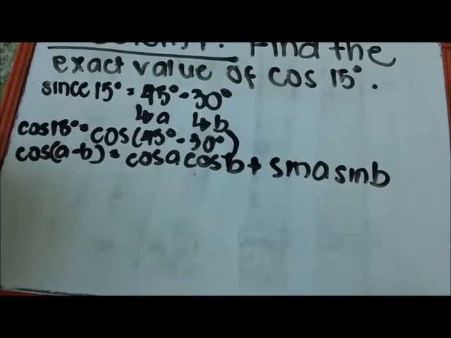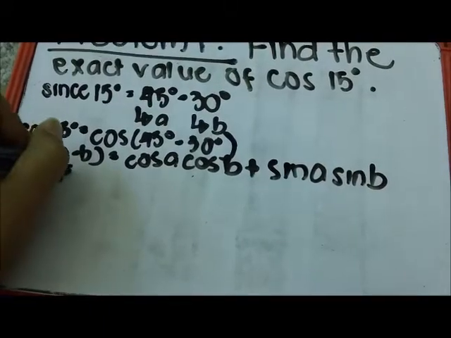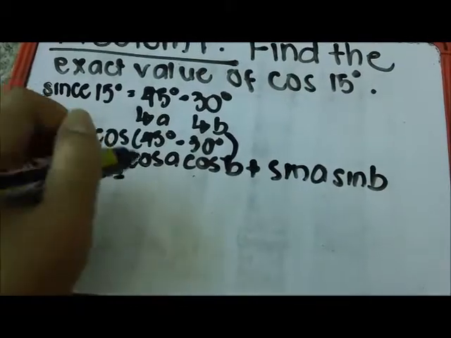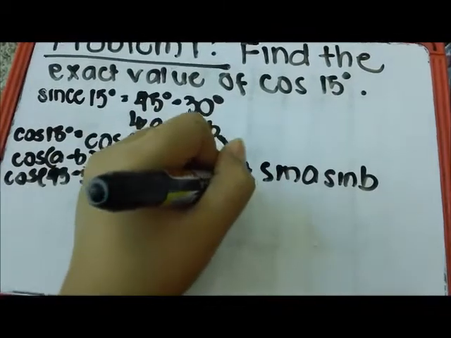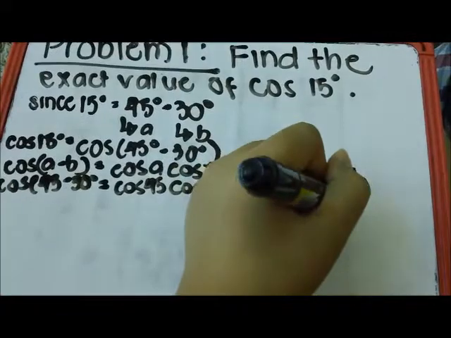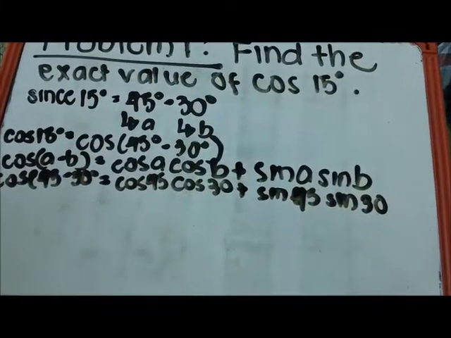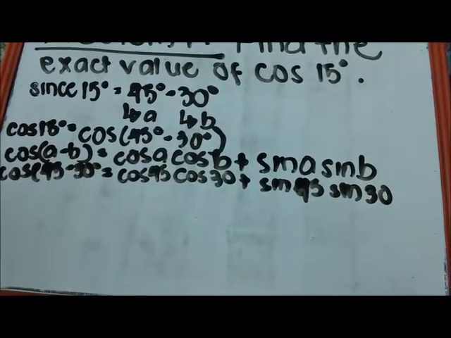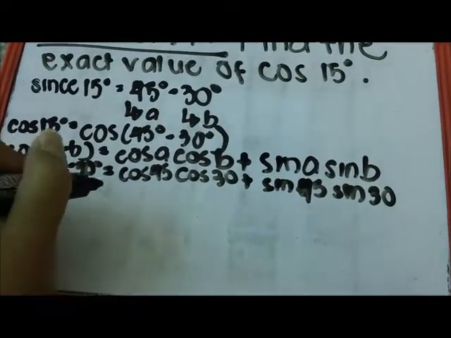So all we have to do now is substitute the values in the formula. What we'll have by now will be cosine 45 degrees cosine 30 degrees plus sine 45 degrees sine 30 degrees. Now that we have that, we have to get the exact values of cosine 45, cosine 30, sine 45, and sine 30.